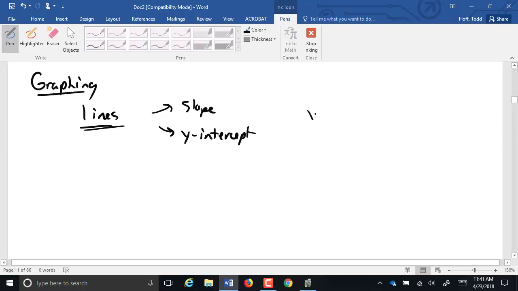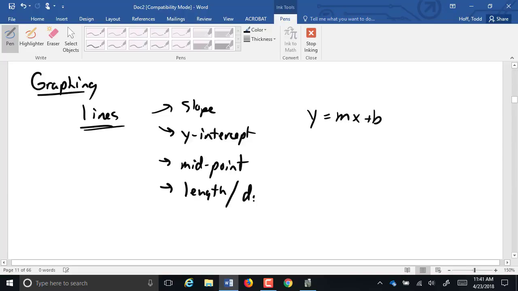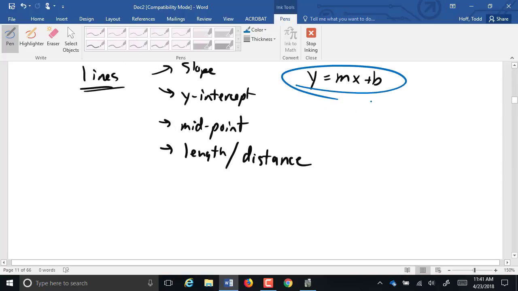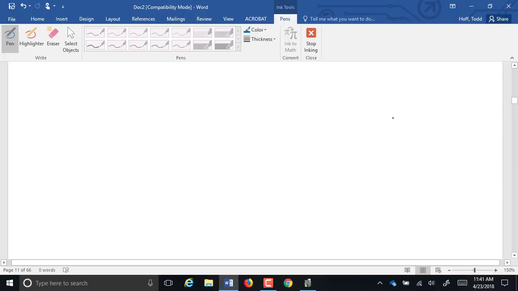That was our main form of equation, by the way. y was equal to your slope times x plus your y-intercept, which we abbreviated as b. But then we also did formulas for midpoint and length or distance. So either the length of a segment or the distance between 2 points, whichever way you are looking at it. When we graph those lines, we use that slope intercept form, that y equals mx plus b.